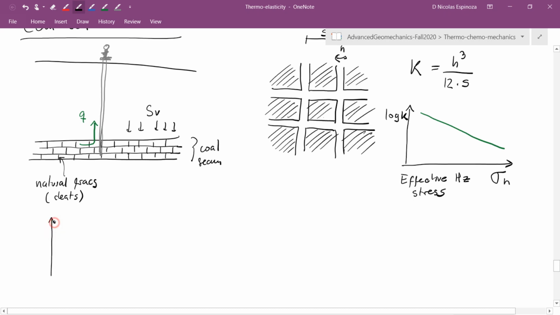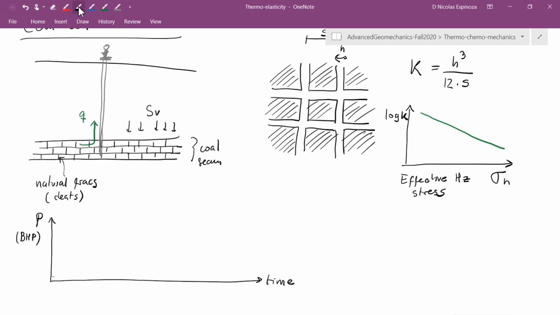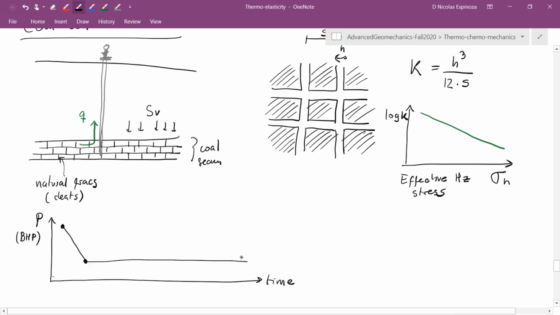All right, let's apply a pressure drawdown. This is going to be the pressure, or borehole pressure, BHP, and as a function of time, we are going to lower this pore pressure from here, let's say, to there. And we're going to keep this pressure linear for some time.